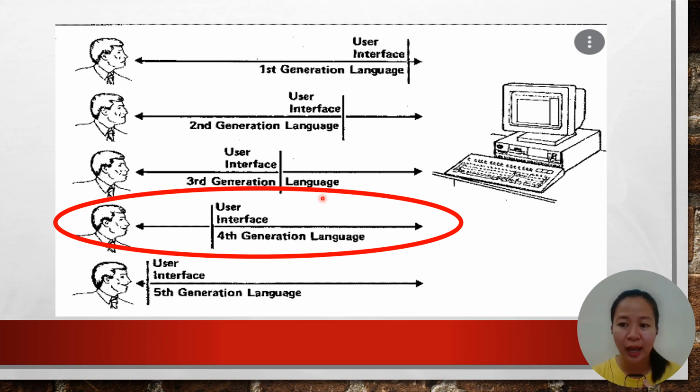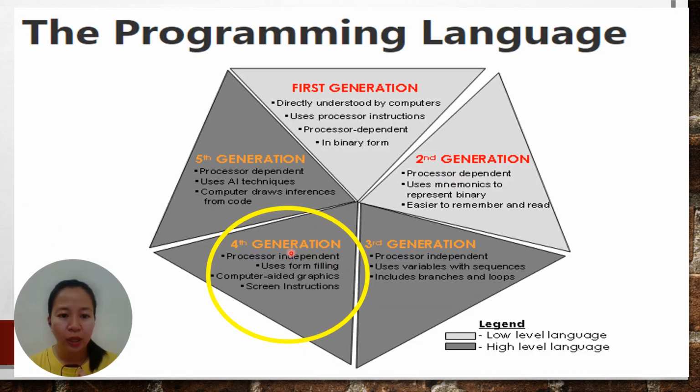Fourth generation languages tend to be non-procedural or less procedural than conventional programming languages. So, the fourth generation language, which is a high-level language category, is processor independent, uses form filling, computer-aided graphics, and screen instructions.